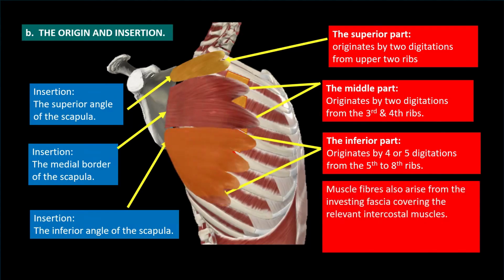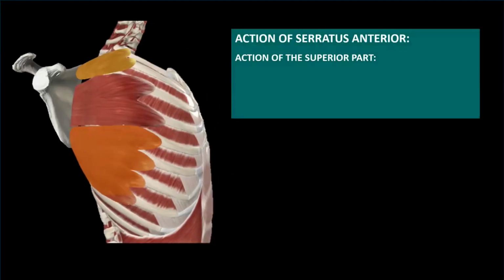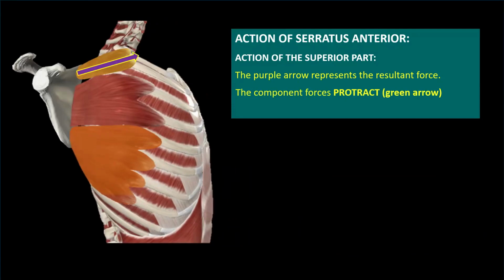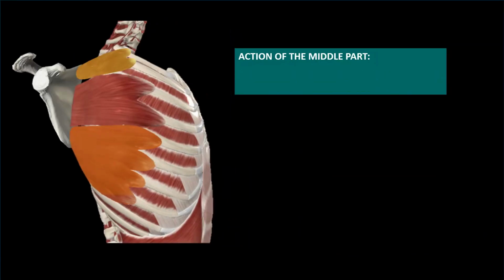Muscle fibers also arise from the investing fascia covering the relevant intercostal muscles. There are variations in the number of digitations, plus or minus 1. Action of the serratus anterior. Action of the superior part. The purple arrow represents the resultant force. The component forces protract, green arrow, and elevate the scapula, blue arrow.